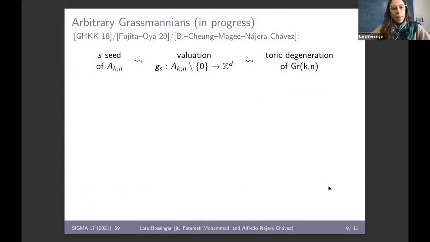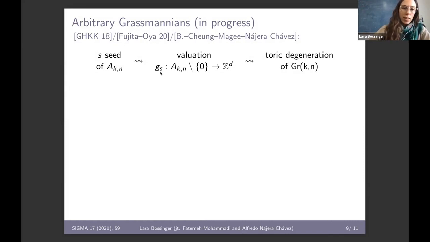If I have a seed of my cluster algebra, and now we're talking about the Plücker algebra for the arbitrary Grassmannian, then I can associate with it a full rank valuation that goes from the cluster algebra without 0 to some lattice Z^d, where d should be the dimension of the Grassmannian plus 1, the dimension of the affine cone. And what this valuation does is for cluster monomials, it simply sends them to their G-vector.